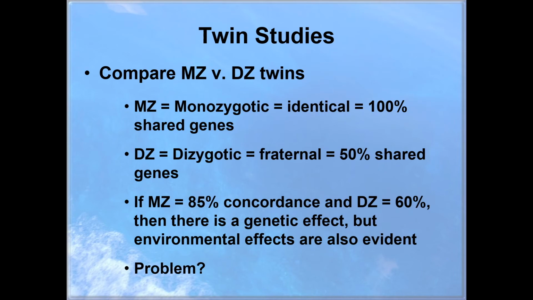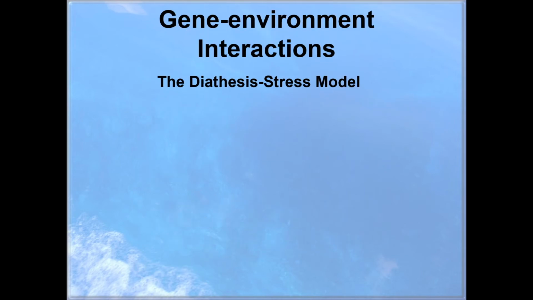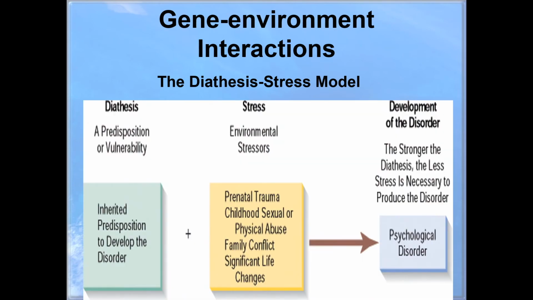One thing we also know is that genes don't act in isolation. Here we have what's called the diathesis-stress model. This is an important theory in the field, and it's going to show up over and over and over again throughout our class. What it proposes is that genes might actually be a diathesis. This is a condition that makes one more susceptible to developing a disorder at another point in time. So genes are the diathesis.